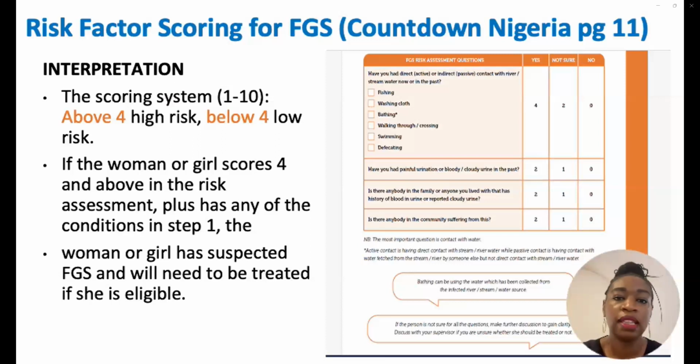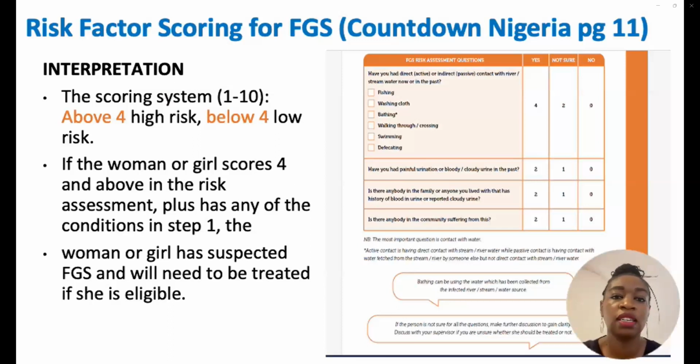Then you can add other factors, whether they've had any symptoms in the urine, so painful urination or bloody urine or cloudy urine in the past, which scores 2 if they have a yes, 1 if not sure, and 0 if no.